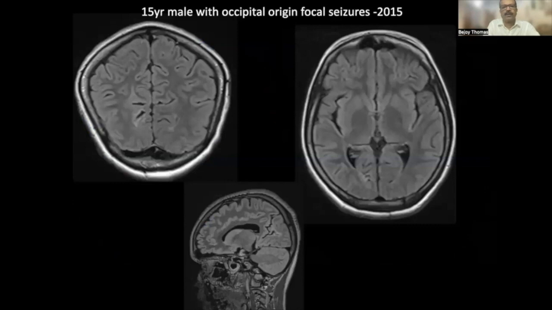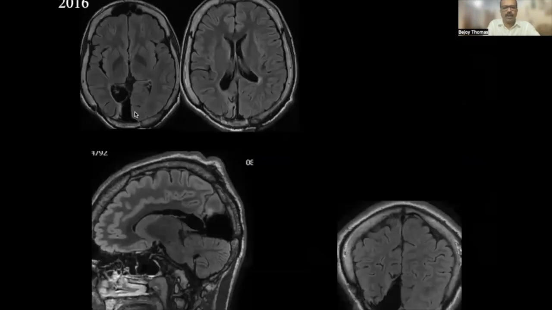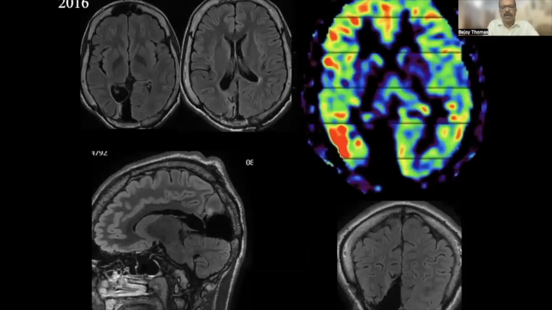Again, this case is a 15-year-old male with occipital origin focal seizures. Again, you can see there is some gliosis of the right occipital region, and you can see this in the medial occipital region on either side of the right occipital sulcus and the calcarine sulcus. You can see there is gliosis and volume loss. And this is what they have done. They actually resected this because it was an intractable seizure. And even then, the patient continued to have seizures.